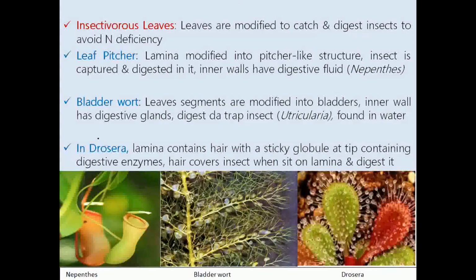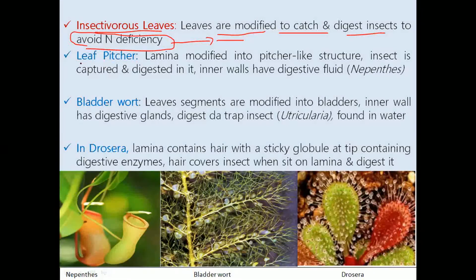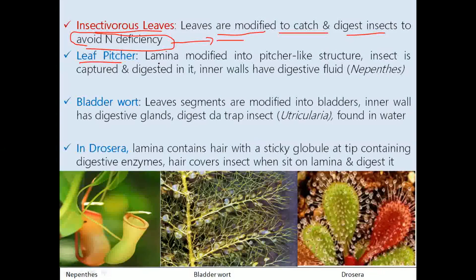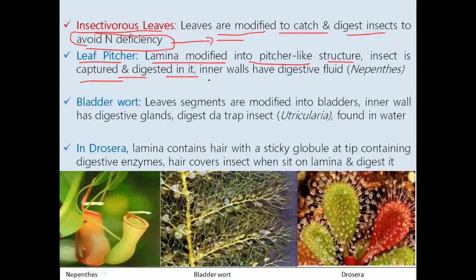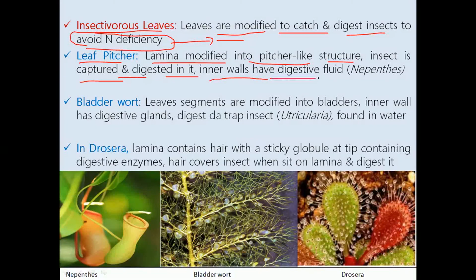The next type of modification in leaves is insectivorous leaves. In this type, the leaves are modified to catch and digest insects to avoid nitrogen deficiency, because these plants are present on soils which have nitrogen deficiency. First one is leaf pitcher. In pitcher plants, for example Nepenthes, the lamina is modified into a pitcher-like structure. The insects are captured and digested in it because the inner walls of the pitcher have digestive fluids which digest the insects captured. So you can see here, this is the structure of Nepenthes.